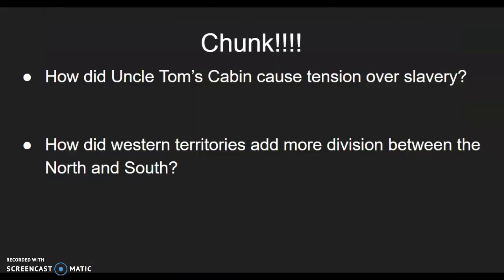So here's our second chunk, guys. How did Uncle Tom's Cabin cause tension over slavery? And how did Western territories add more division between the North and South?